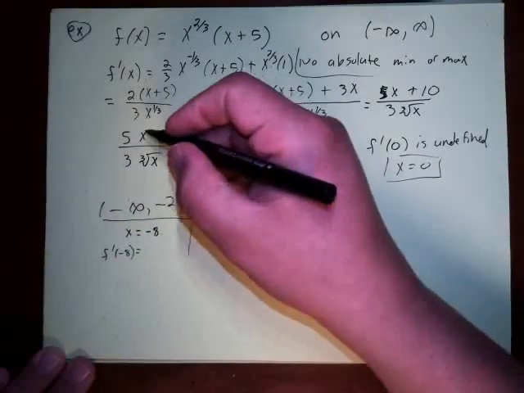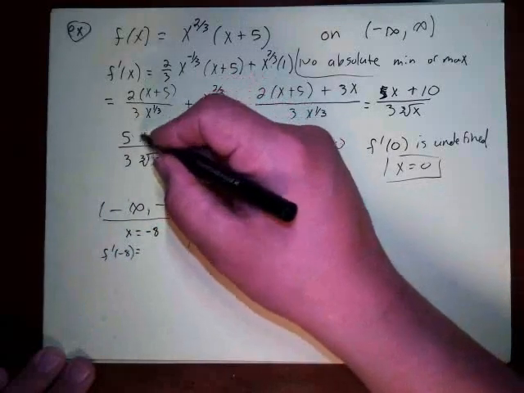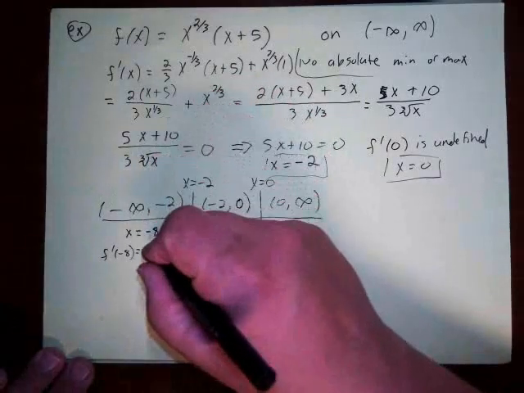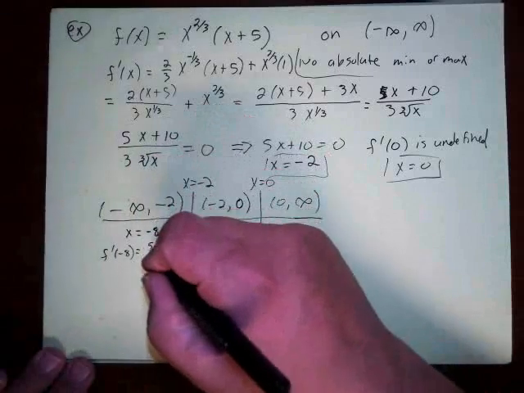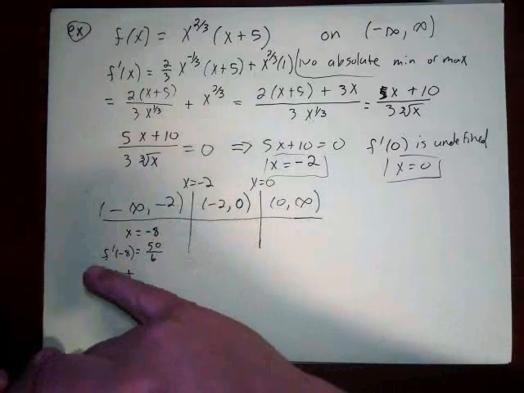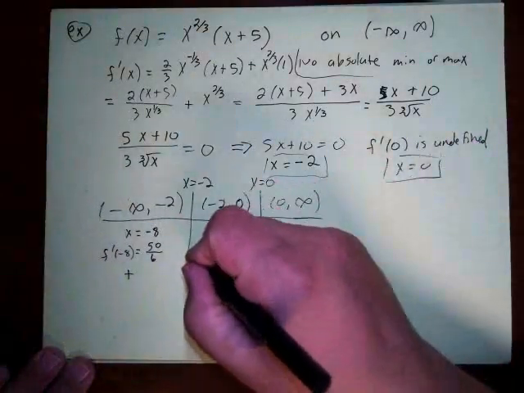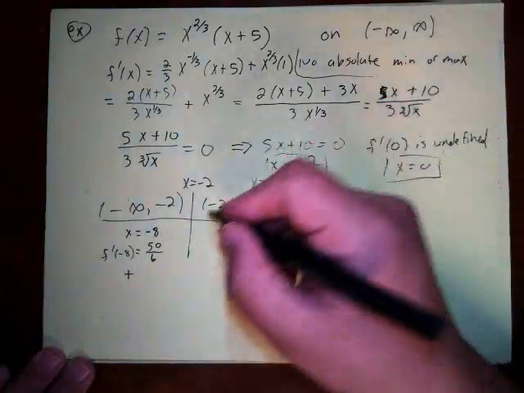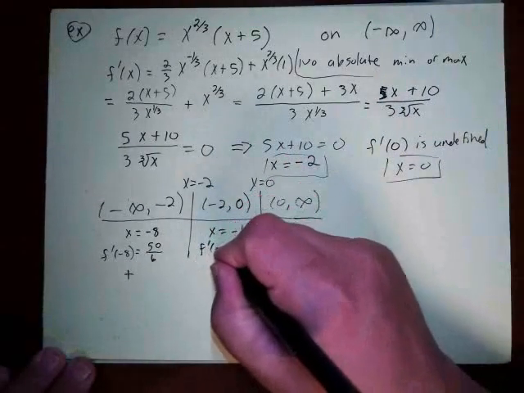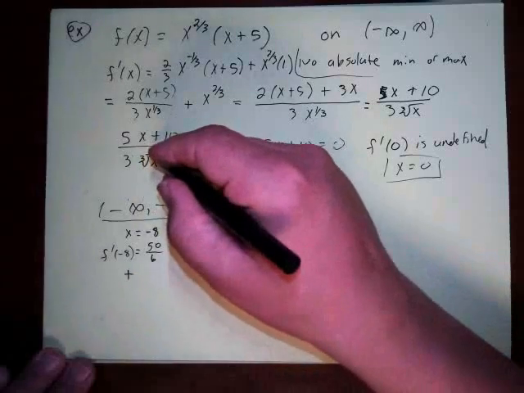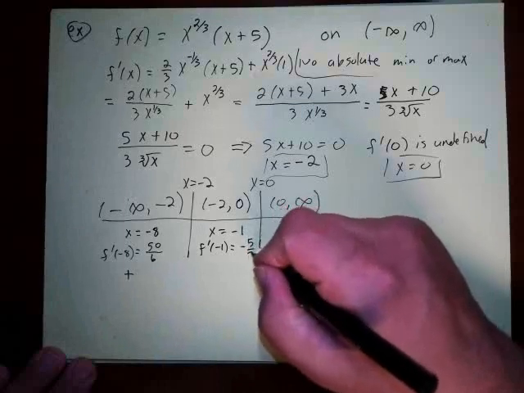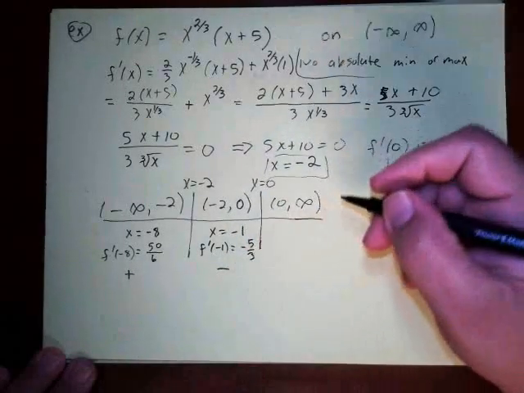And then what you get here, you could just plug it in, but that'll be negative 2 and that'll be negative 8. When you do that, this thing, I've already done it over here, is 50 over 6. And so the derivative is positive. Okay, so here I'd probably put in negative 1. And then the derivative at negative 1, when you put it in here, is negative 5/3. That's what I get. And so the derivative is negative.